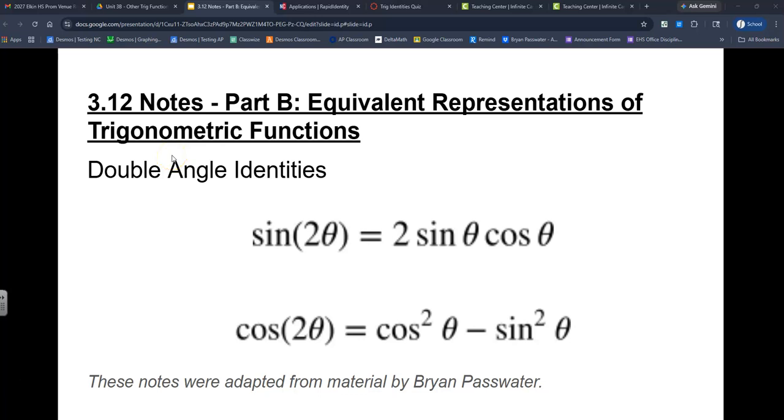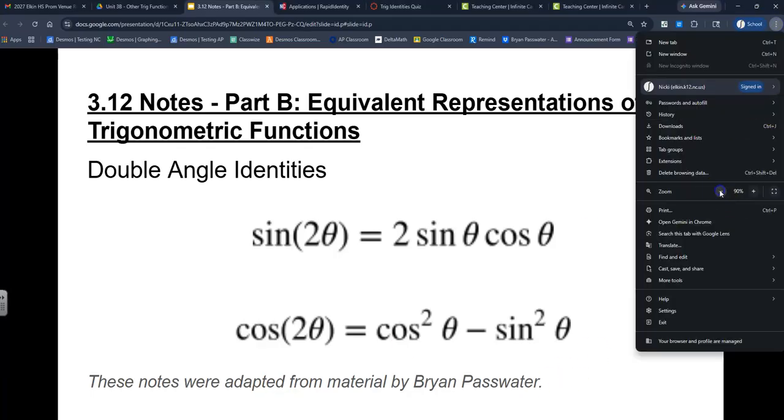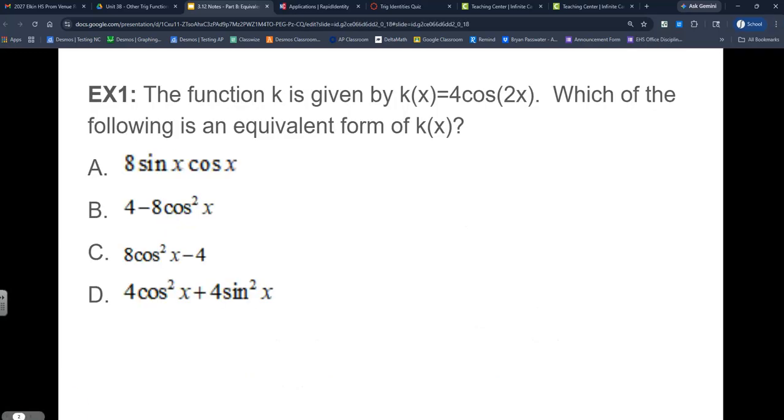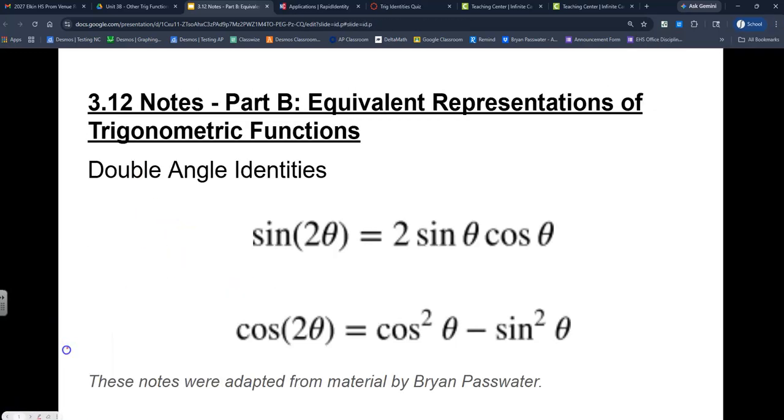Here we have the double angle identities. If you have sine of 2 times an angle, that can be written as 2 sine theta cosine theta. And if you have cosine of 2 theta, that can be written as cosine squared theta minus sine squared theta. So here are 2 of the ones that you have to have memorized for tomorrow's quiz. So make sure that you have both of these memorized.